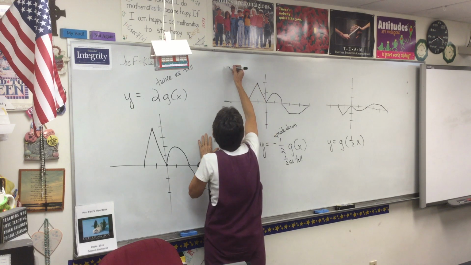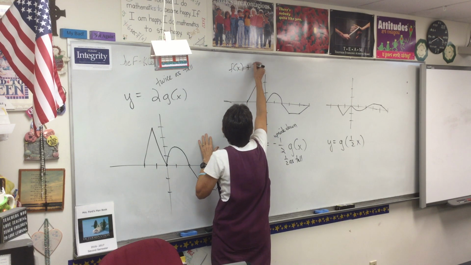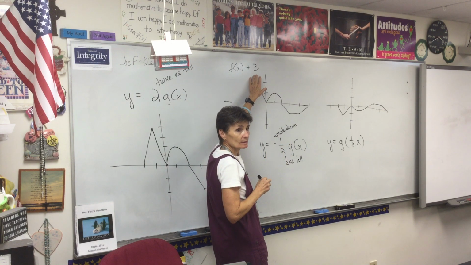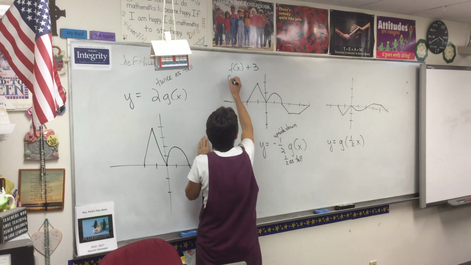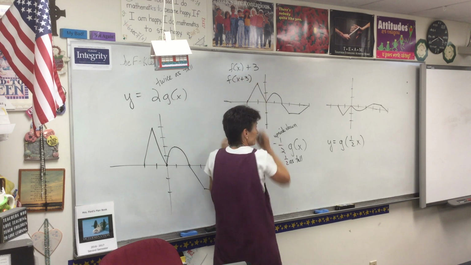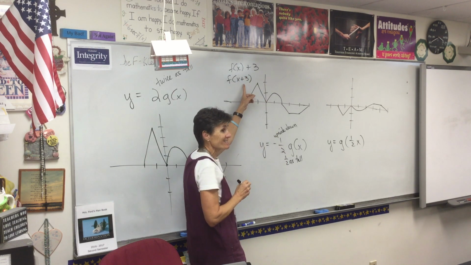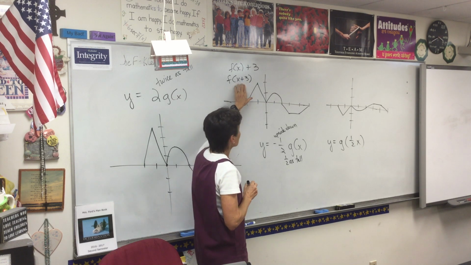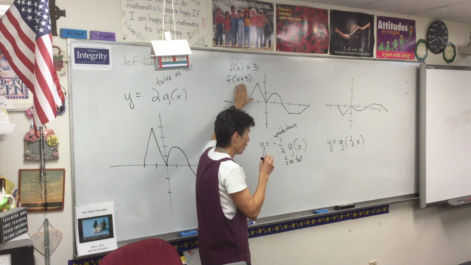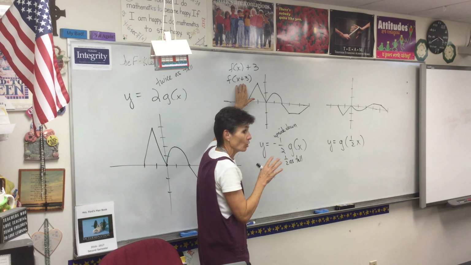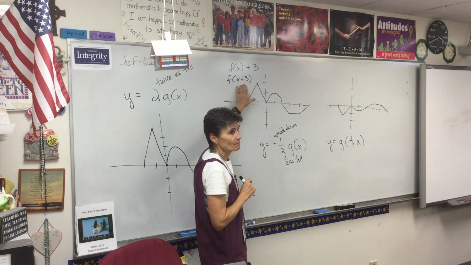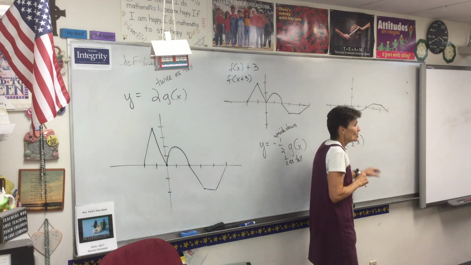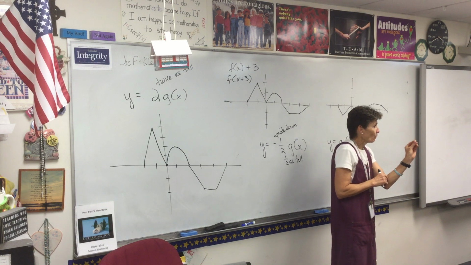When we do f of x plus 3, that actually goes up 3, right? But when we do f of x plus 3 inside the parentheses, that actually doesn't go right, that goes left. So in the parentheses, aren't we already kind of used to it going the opposite direction, we think? Right? This is in the parentheses, so it does the opposite of what you think.